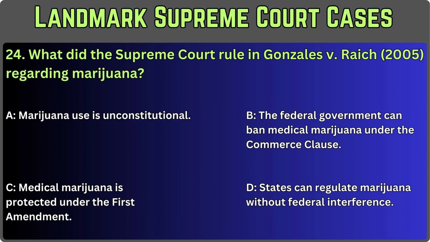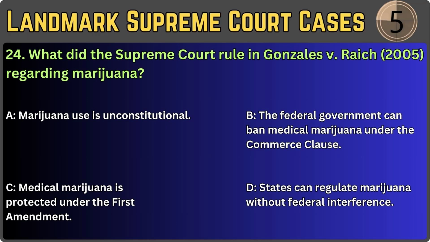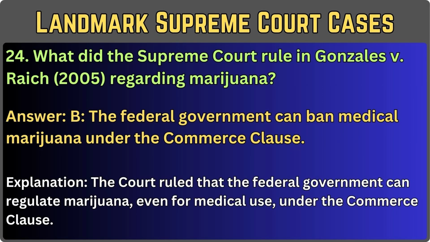24. What did the Supreme Court rule in Gonzales versus Raich, 2005, regarding marijuana? A. Marijuana use is unconstitutional. B. The federal government can ban medical marijuana under the Commerce Clause. C. Medical marijuana is protected under the First Amendment. D. States can regulate marijuana without federal interference. Answer: B. The federal government can ban medical marijuana under the Commerce Clause. Explanation: The court ruled that the federal government can regulate marijuana, even for medical use, under the Commerce Clause.